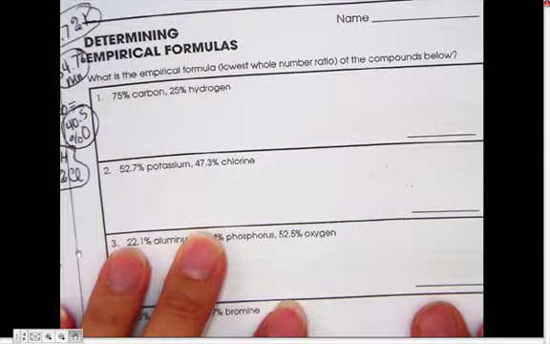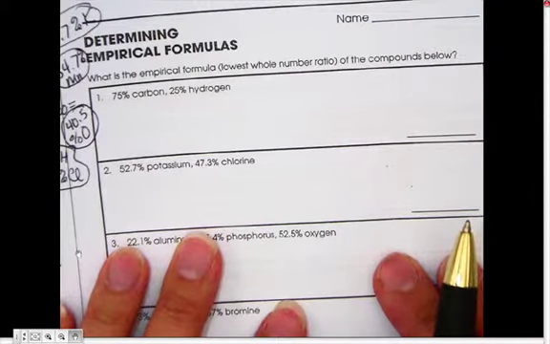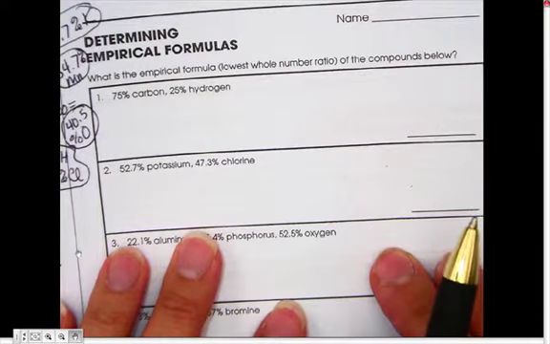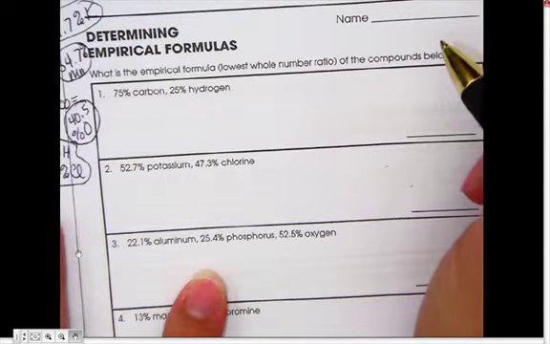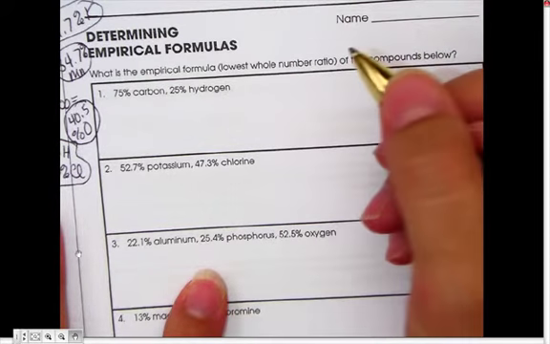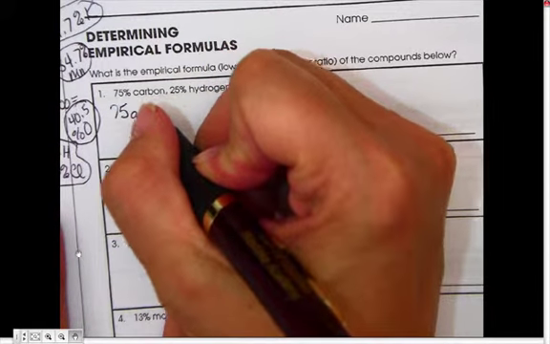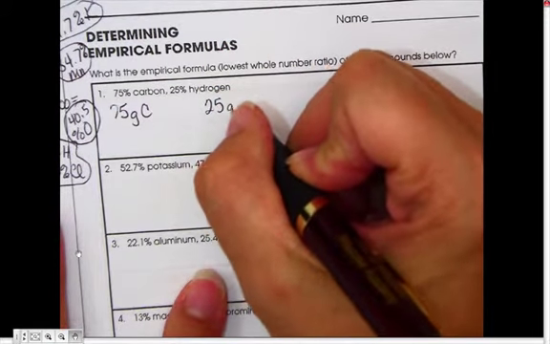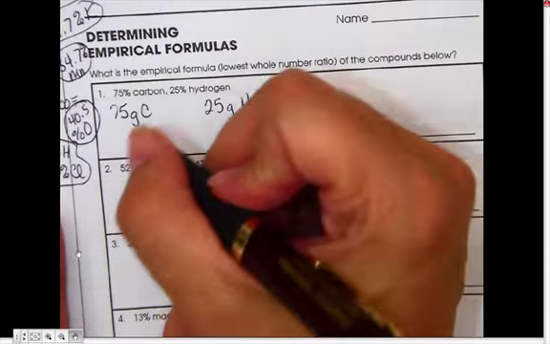Okay, here's some practice problems we can do together. What is the empirical formula, or the lowest whole number ratio of the elements in the compound below? So I'm looking for the empirical formula of a compound that's 75% carbon and 25% hydrogen. So the first step is percent to mass. That means I'm assuming I have a 100-gram sample, which means I would have 75 grams of carbon and 25 grams of hydrogen.